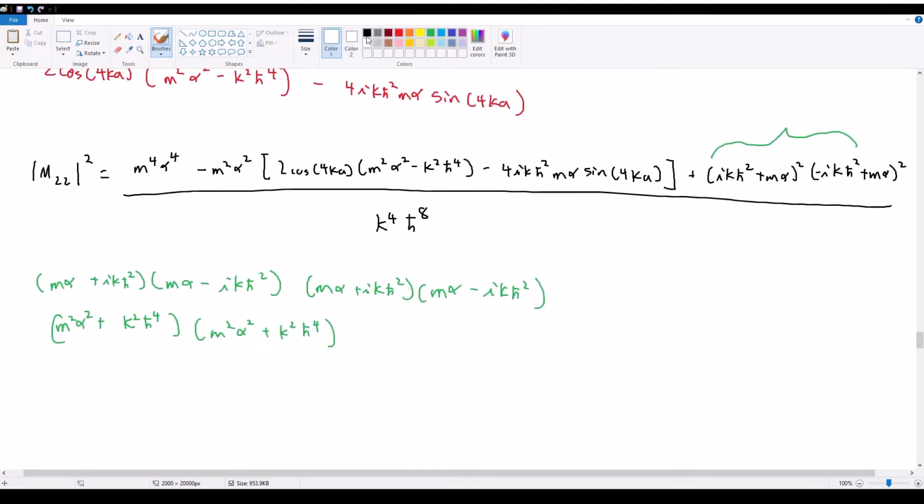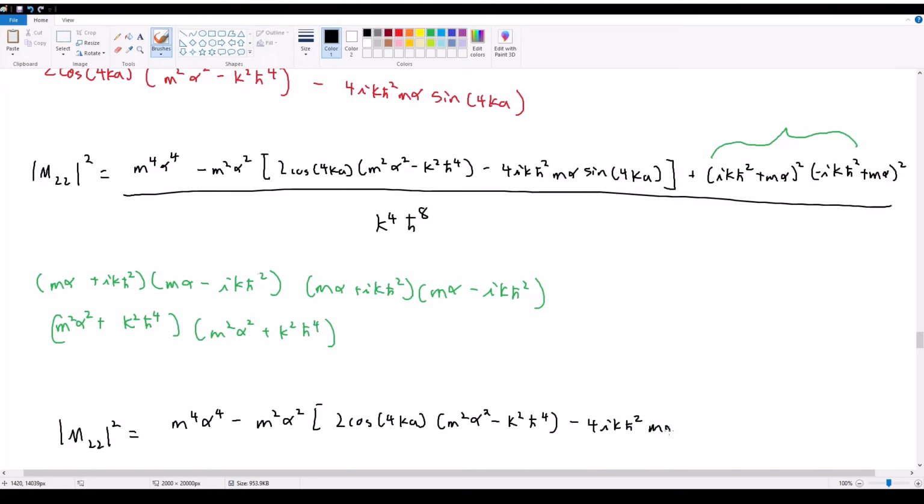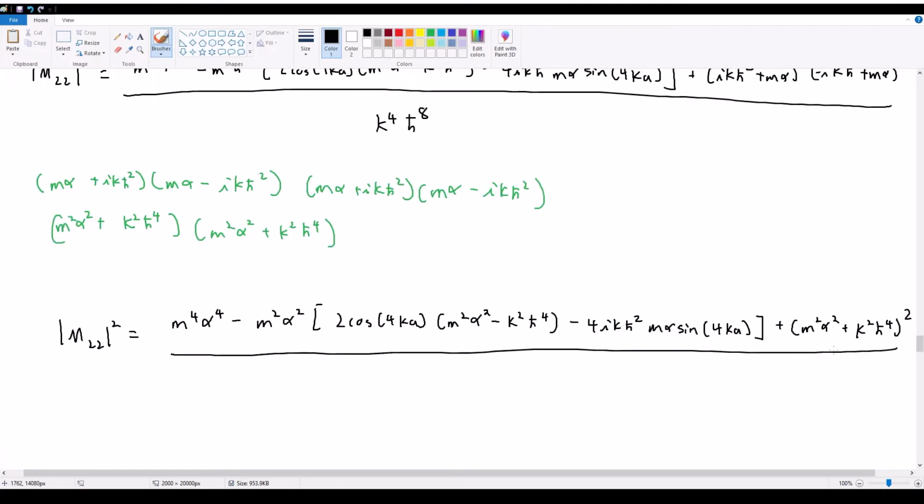So if I plug that in, then I get magnitude m22 squared is equal to m fourth alpha fourth minus m squared alpha squared times 2 cosine 4ka times m squared alpha squared minus k squared h bar fourth minus 4ikh bar squared m alpha sine 4ka, and then added with m squared alpha squared plus k squared h bar fourth, and then squared. And then everything is divided by k fourth h bar eighth.